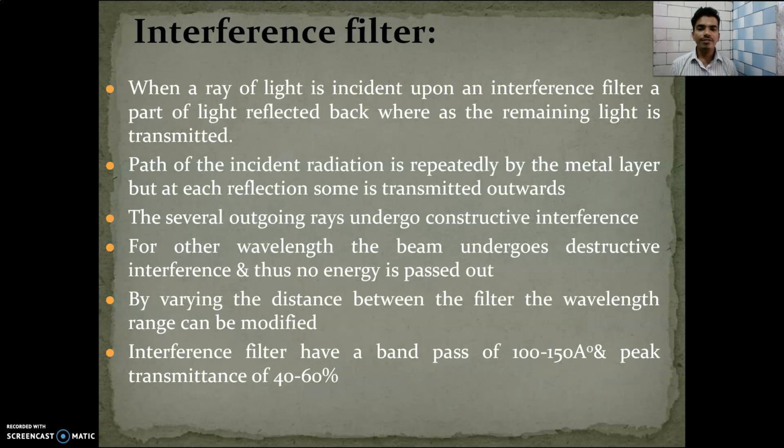So the interference filter has a band pass of 100 to 150 angstrom and a peak transmission of 40 to 60%. So that is the interference filter, with constructive and destructive interference. Those two phenomena play an important role, since only the reflection from the metal is transmitted.